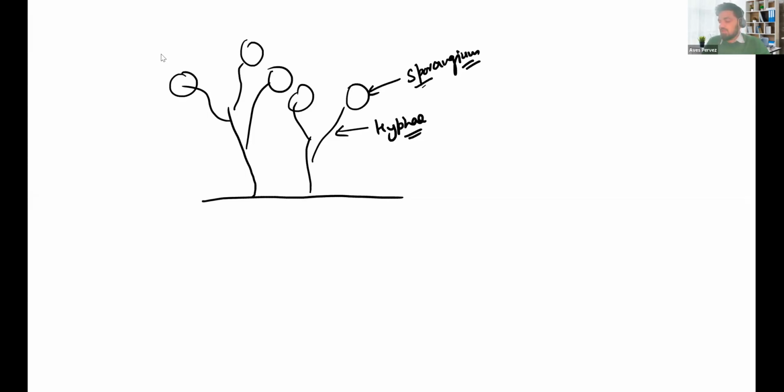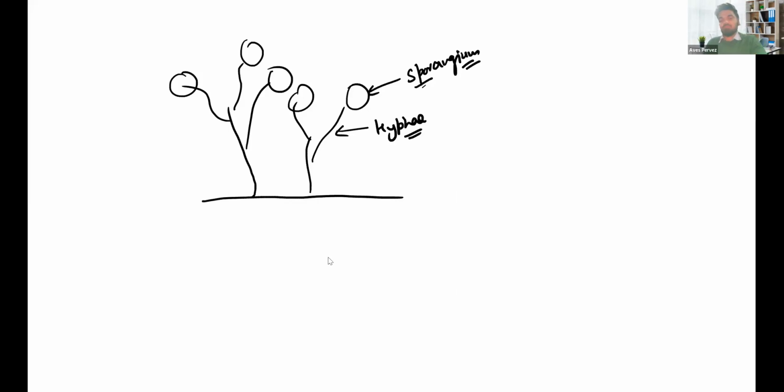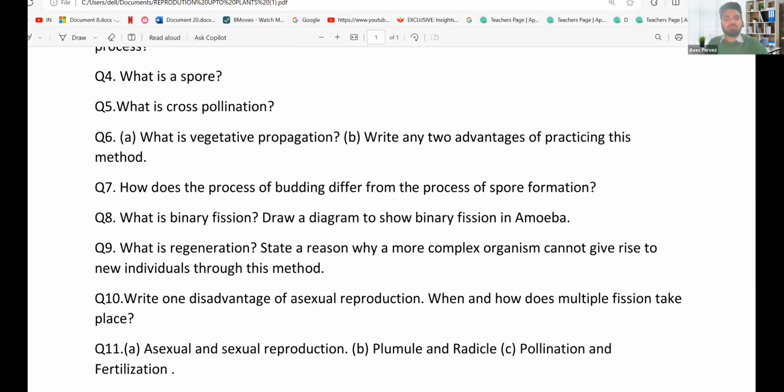Advanced question. Ridwan, you there? Okay, the next question for you is: what is vegetative propagation? Jobita, what is vegetative propagation?